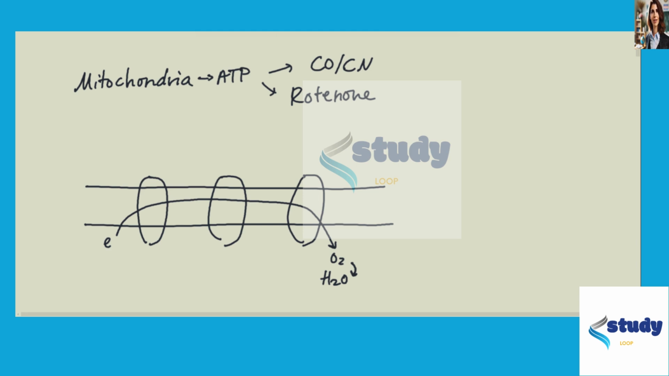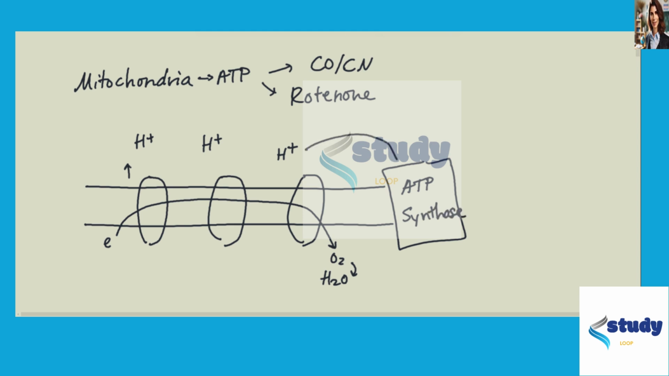Through this process, you end up pumping protons into the intermembranous space. Those protons play a role in ATP generation through the protein called ATP synthase. Here you have the protons traveling back into the inside of the mitochondria, and that will generate ATP.